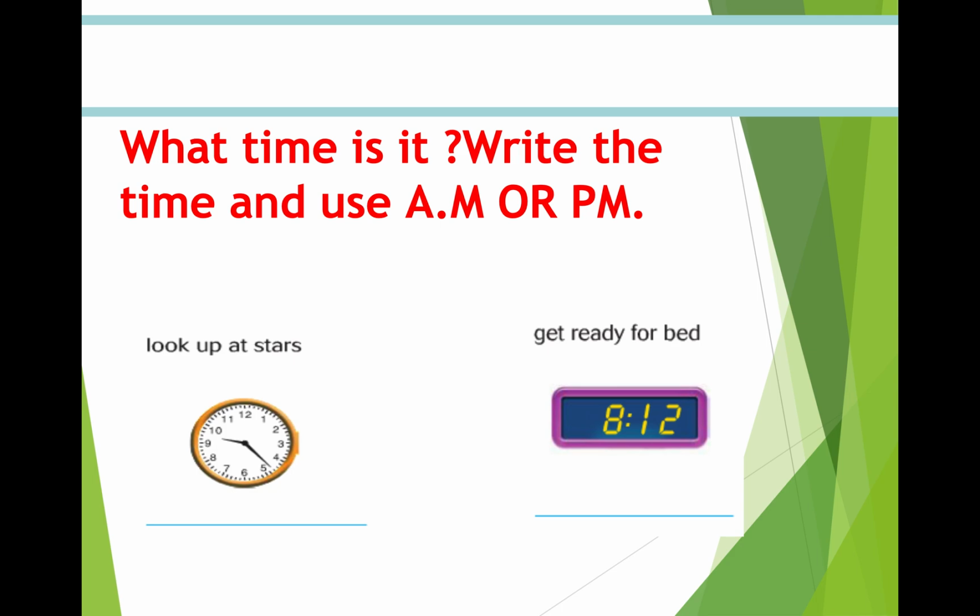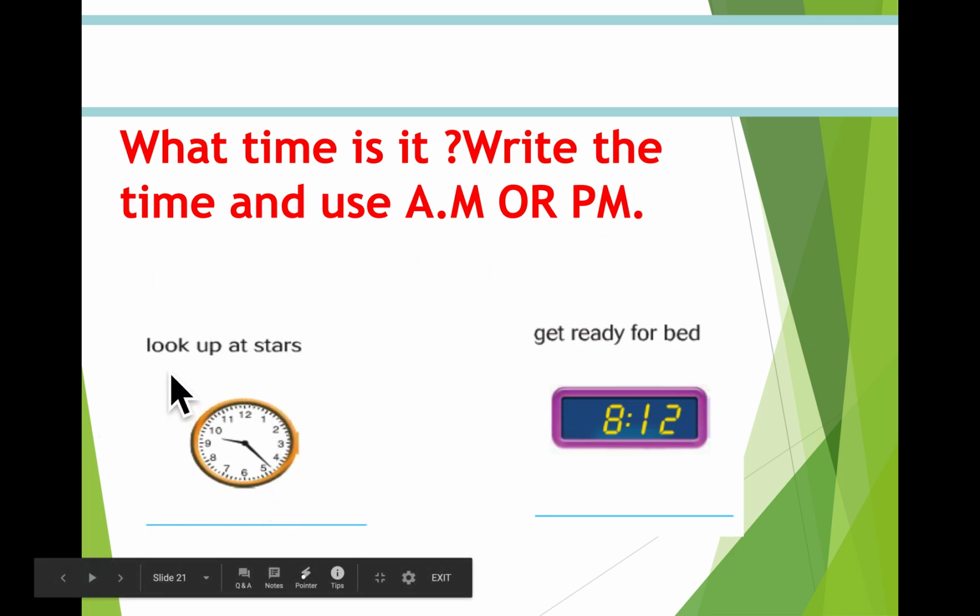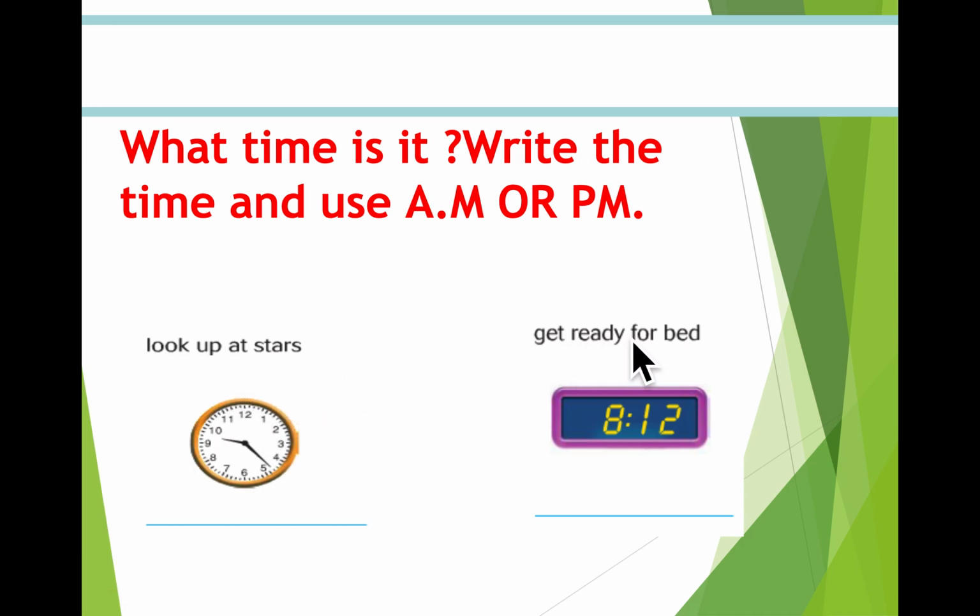Let's take another example. We're going to think, what time is it? And then we will write the time and use AM or PM. So here's my first example. I look up at the stars. What time is it? I get ready for bed. What time is it? I'll give you a minute and then we will reveal the answers.